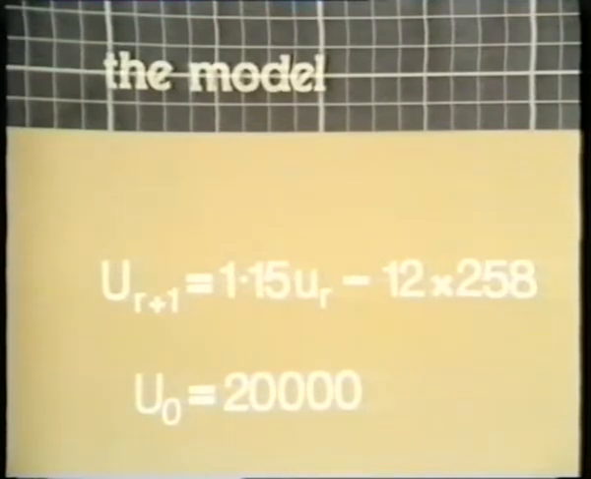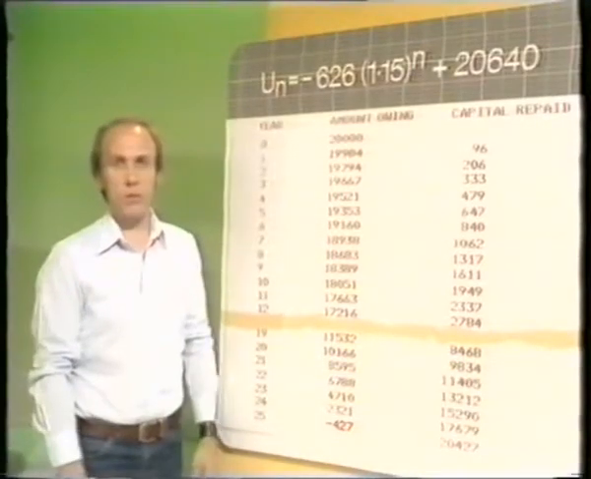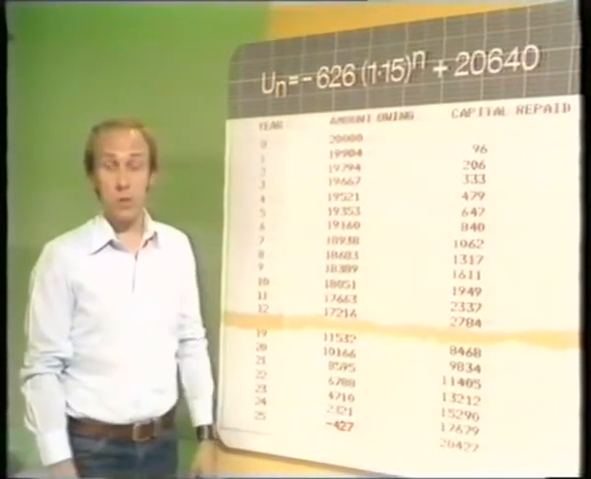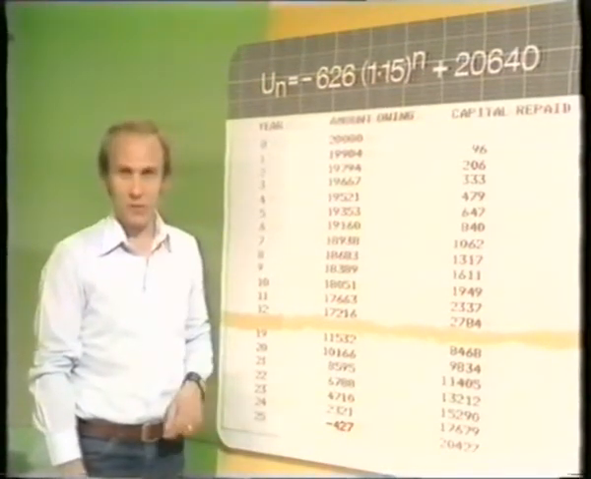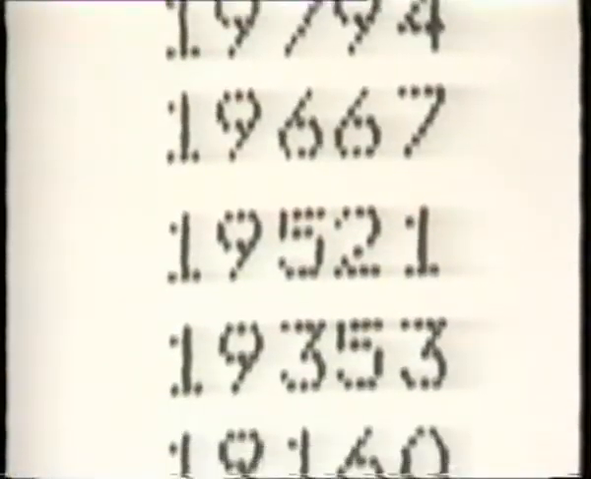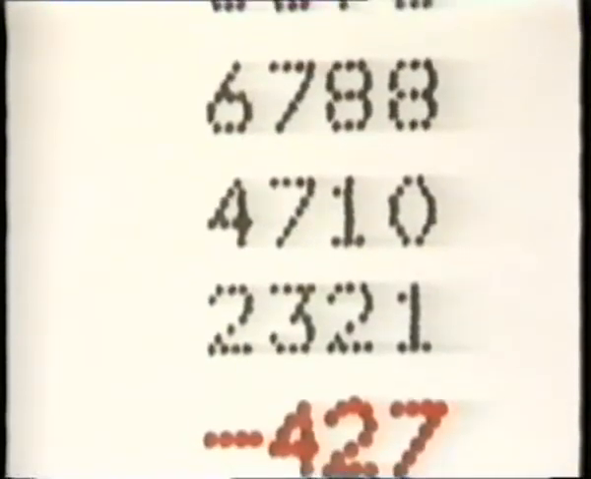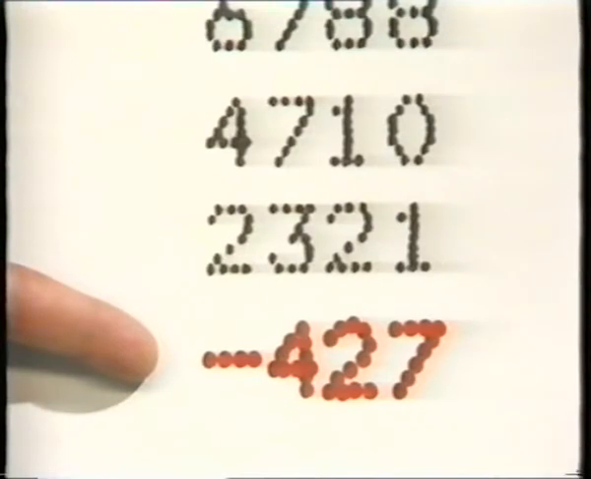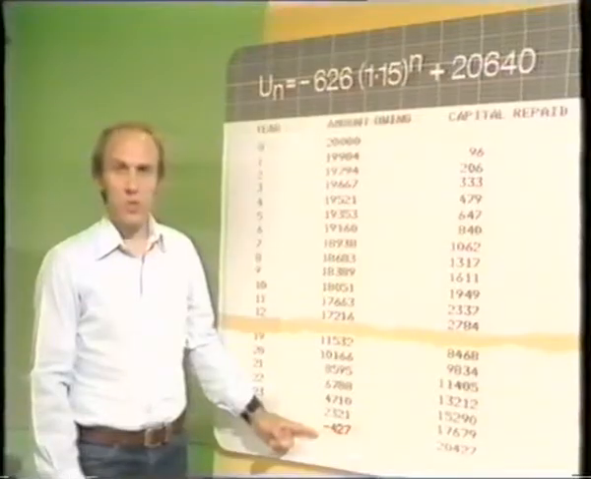Now, remember what our model was. It's this recurrence relation together with the initial value U0. Well, one check we might think of is to see whether our model does in fact pay off the mortgage after 25 years. What we want is for this column to go to 0. And in particular, we want U25 to be 0. Well, this is U25, and the minus sign says that we've paid off too much. We've overpaid by £427. So what's wrong?